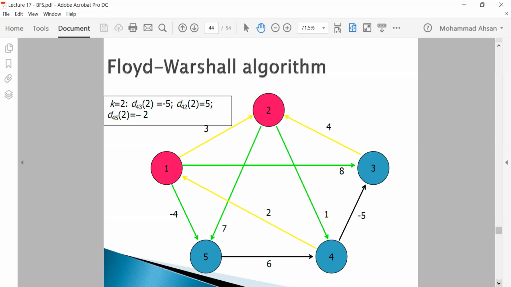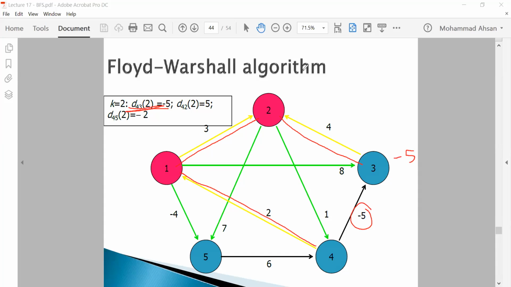Then I introduced one intermediate vertex and checked if the paths through this intermediate vertex give me a better result. In some cases it did, and I updated. Now I introduce two intermediate vertices. When I am looking for the path between 4 and 3, initially I could only hop to 1 and then 3. Now I have two intermediate vertices, 1 and 2. If I go from 4 to 1, 1 to 2, and 2 to 3, does this path give me a better result? My initial distance was -5. If I take this route, I'm getting 9, which is not a good way. That's why 4 to 3 has not changed here.